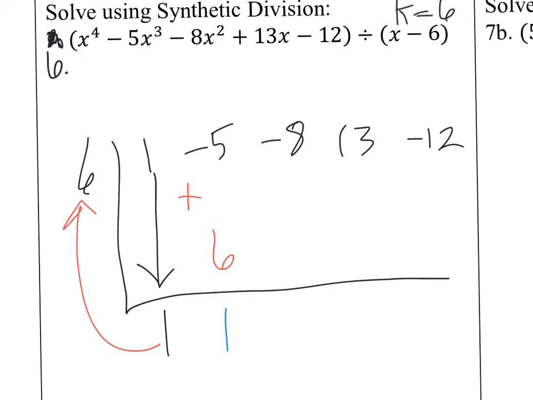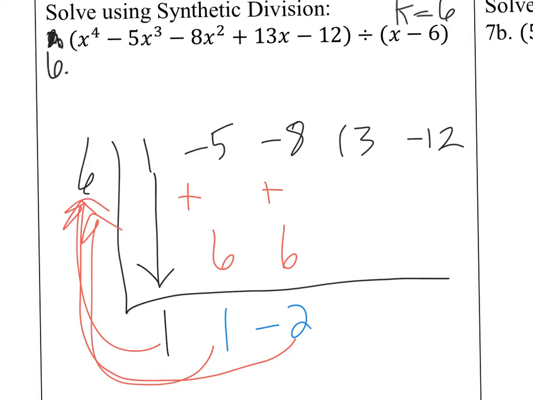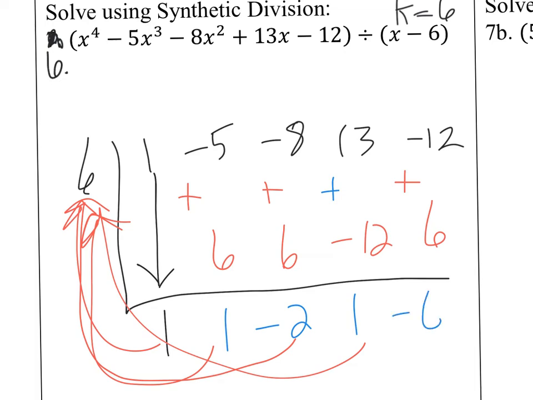So now I'll do positive 1 times 6. That's going to make 6 again, right? So negative 8 plus 6 is negative 2. And I'll take negative 2 and multiply it times 6. That'll make negative 12. And so I'm going to add that. 13 plus negative 12 is positive 1. 1 times 6 is, let me draw my arrow. 1 times 6 is 6. So negative 12 plus 6 is negative 6.